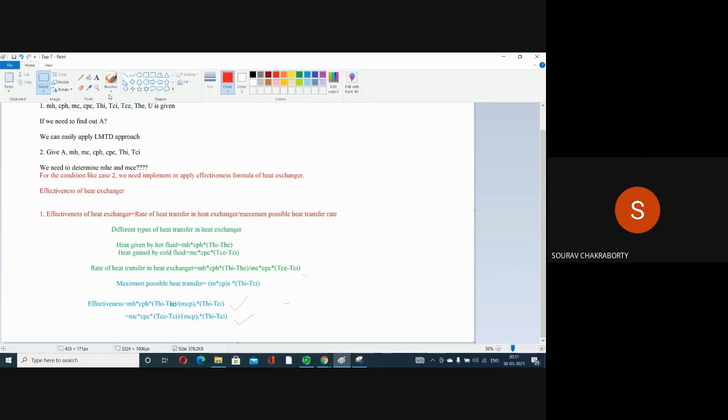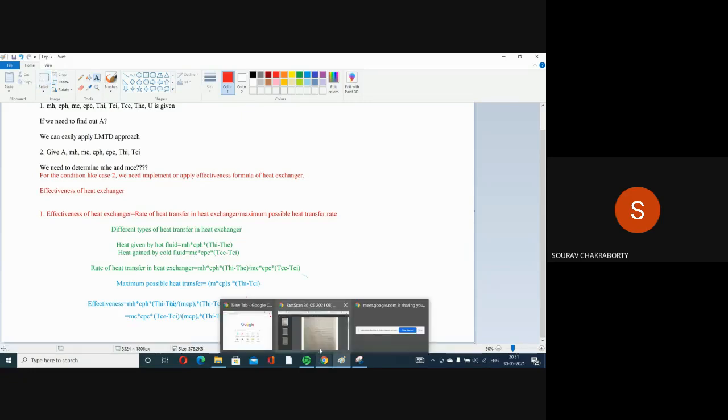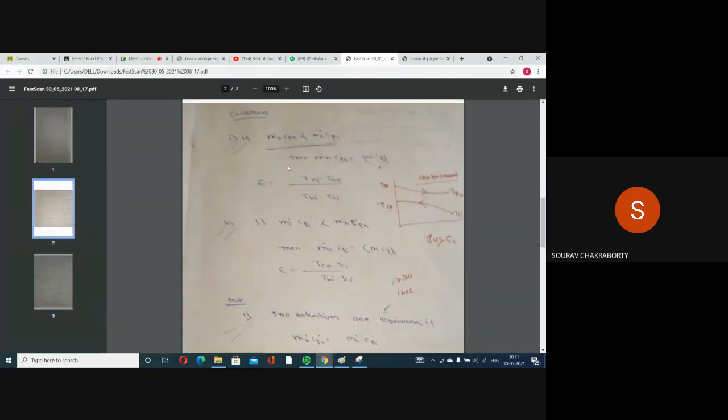Okay, some of the conditions we are going to discuss. You can see here also some of the conditions. The condition is, if MHCPH is less than MCCPC, in that case MHCPH will be MCPS, because we have seen the product of these two, the mass flow rate and specific heat.